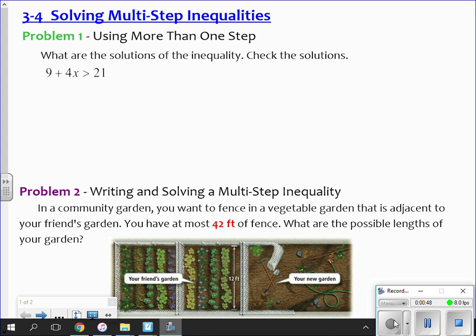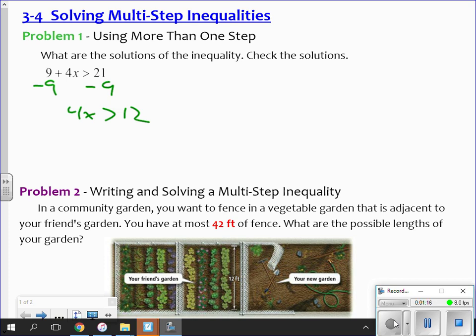So today we're doing multi-step inequalities. The process is the same. If this were an equal sign, we would solve it the same way. So our first step on this one is to do what? Subtract 9 from both sides. And I get 4x is greater than 12.